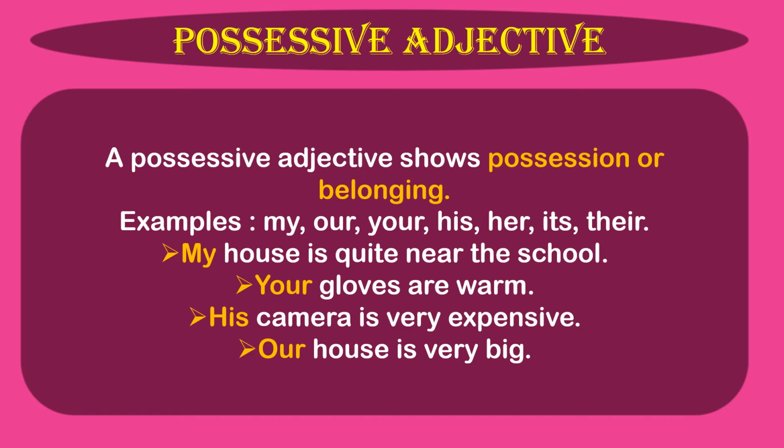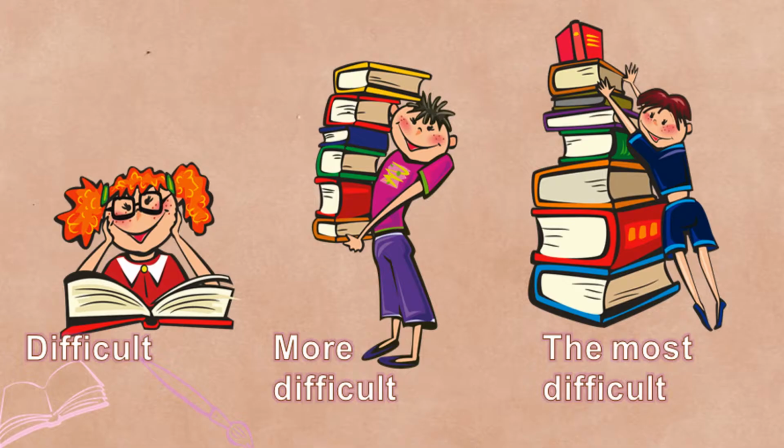Your gloves are warm. Whose gloves? Your gloves. His camera is very expensive. Whose camera? His camera. His means he has the possession of that. Our house is very big. Whose house? Our house. We have the possession of the house. So these are the possessive adjectives.